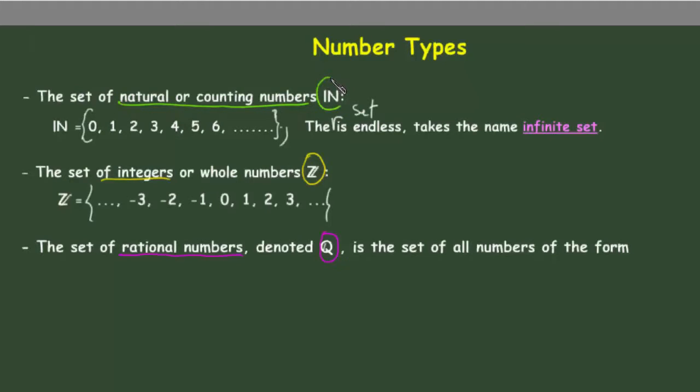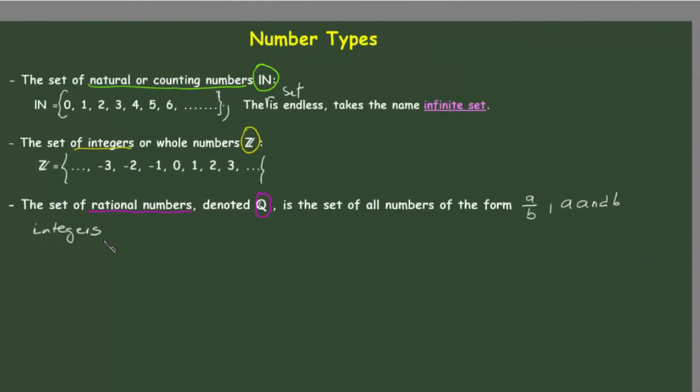Now we have a set of rational numbers, denoted Q. And it is the set of all numbers of the form A over B. Here A and B are integers, and B, the denominator, should be different from 0 to make the fraction possible. So those are our rational numbers.